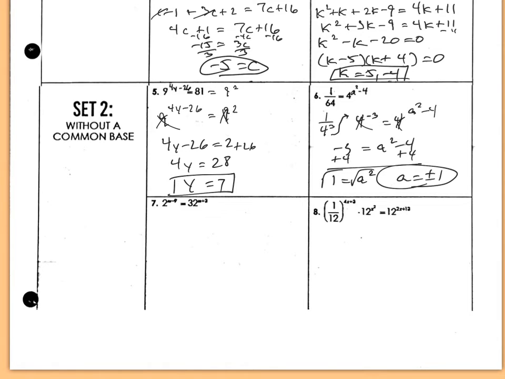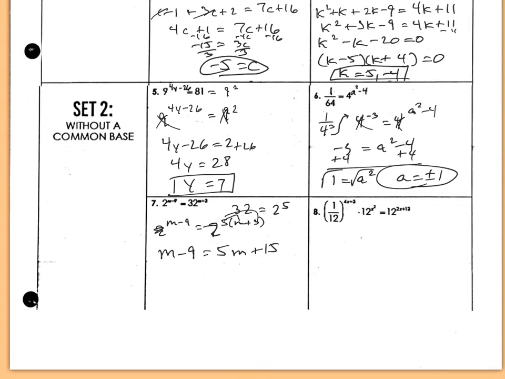For this one, the 32 is going to have to go to a 2. 32 is equal to 2 to the 5th power. So now we have 2 to the m minus 9 equals 2 to the 5th. Keep this in parentheses because we have to distribute this, m plus 3. So m minus 9, because the bases are gone, equals 5m, distributing that, plus 15.